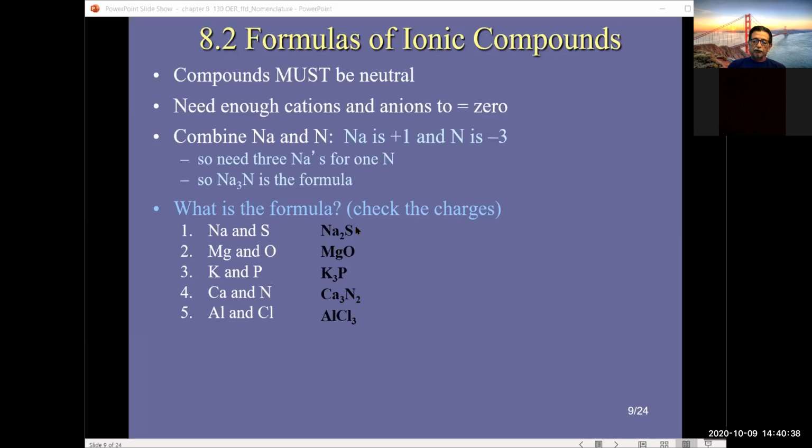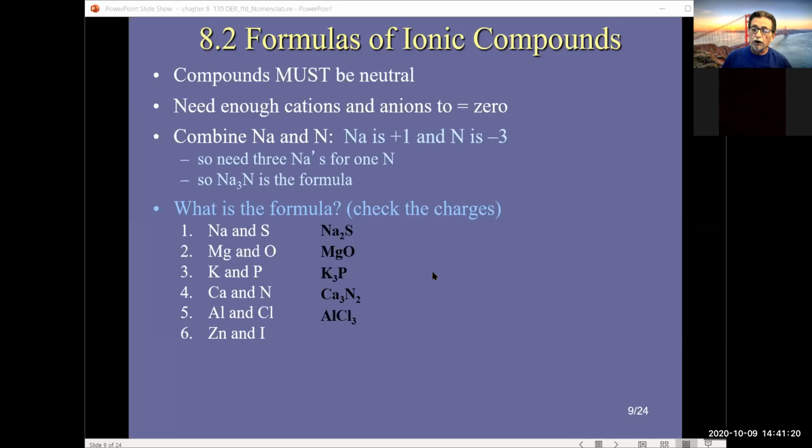Now, I had the names earlier, but we had sodium sulfide, magnesium oxide, potassium phosphide, calcium nitride, and now aluminum chloride. Notice that I didn't use the Roman numerals. Why? Because all the cations, all the metals here, were part of the 16, so I did not need to use Roman numerals. You don't use Roman numerals for the 16. If you write the Roman numerals for the 16, it's incorrect. They have a constant charge.